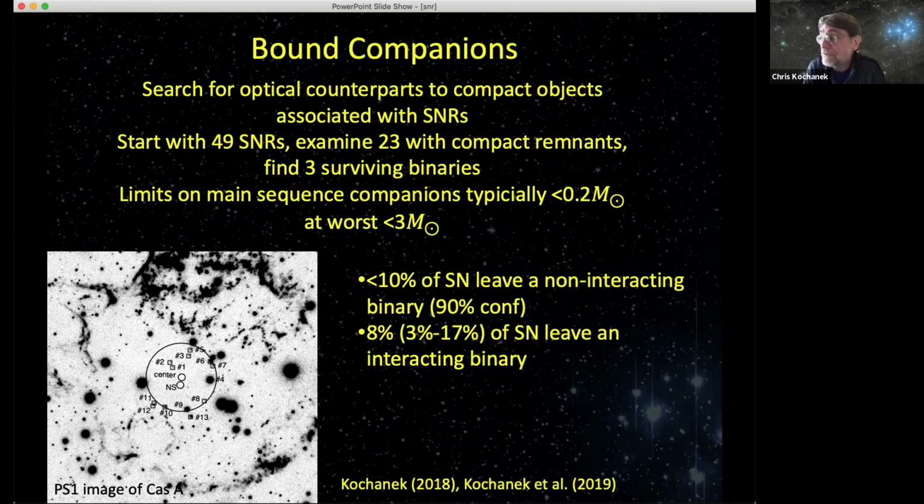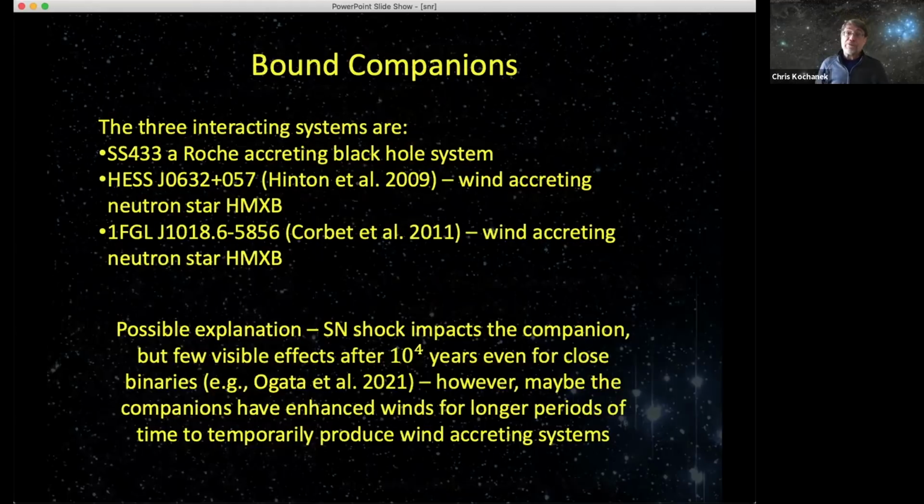And so the answer for this case was that of the 23 compact remnants, there are the 3 binaries and no one else is a binary. The 3 binaries were previously identified. Here are the 3 systems. One is the famous SS433, which is a Roche-accreting black hole system. There's still some debate about black hole or not black hole, but I'd say the overwhelming consensus is that SS433 is probably a black hole system. And then there are 2 neutron star high mass X-ray binary wind accretion systems that were found by HESS and Fermi, respectively.